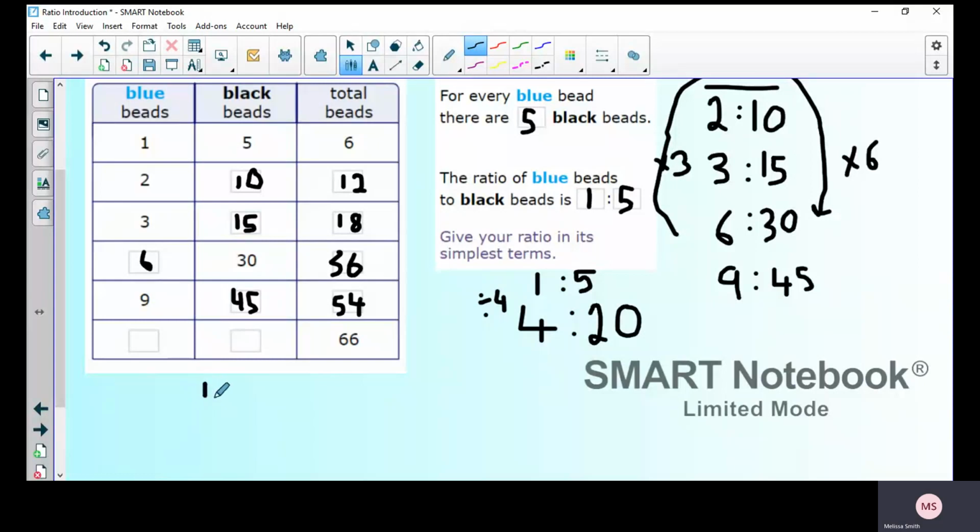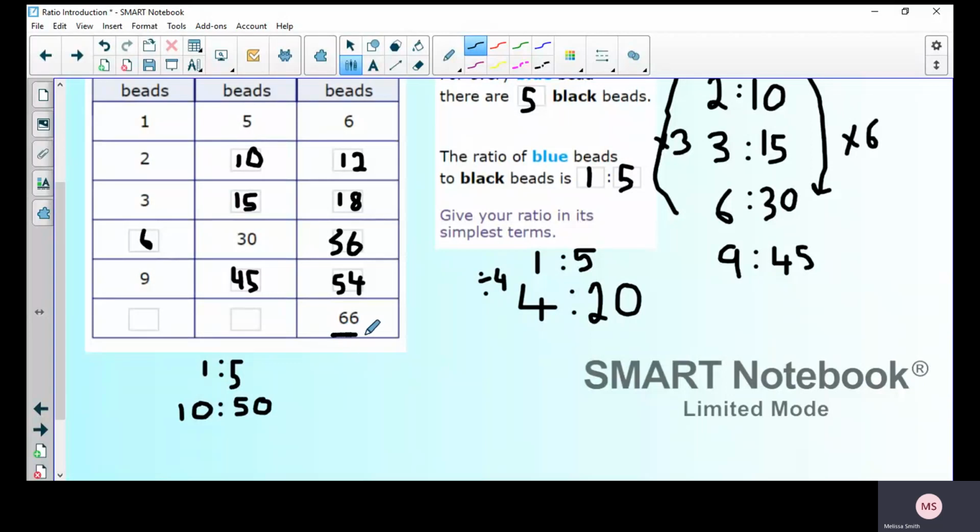So if I think original ratio 1 to 5, I'm now going to use trial and error. Let's try if it's 10. What do I do to 1 to get to 10? I times it by 10. 5 times 10 is 50. What's 10 add 50? Not right. I need 66 beads.